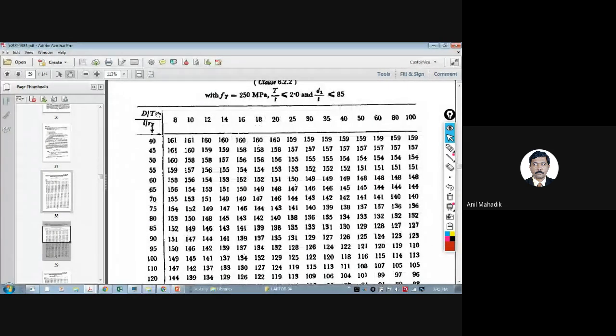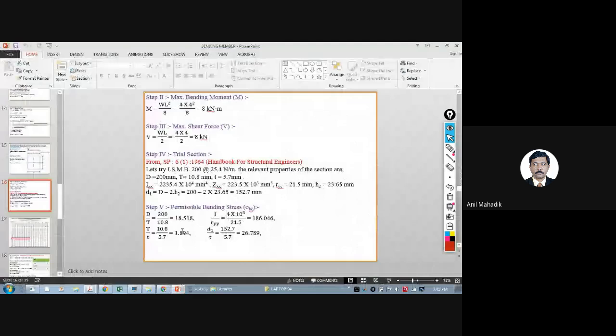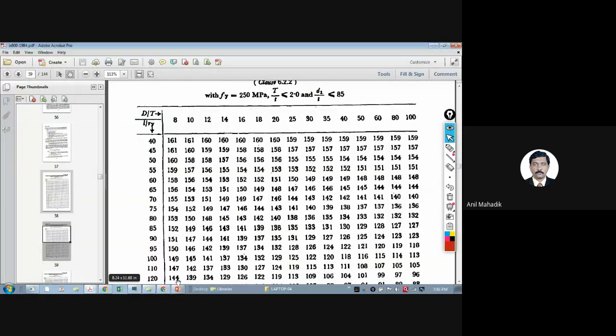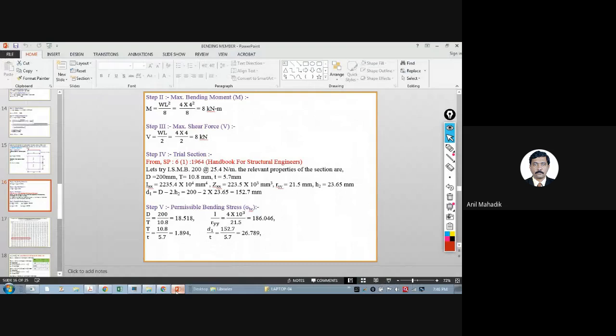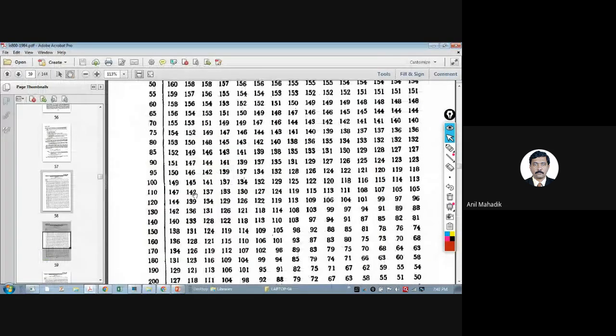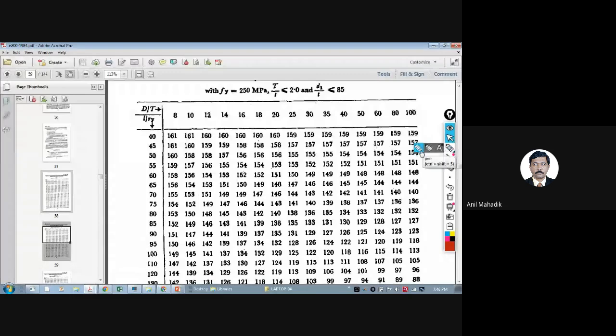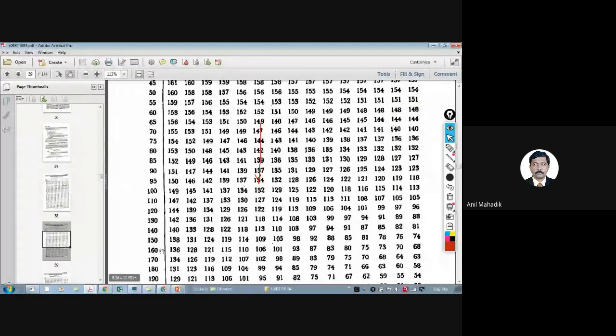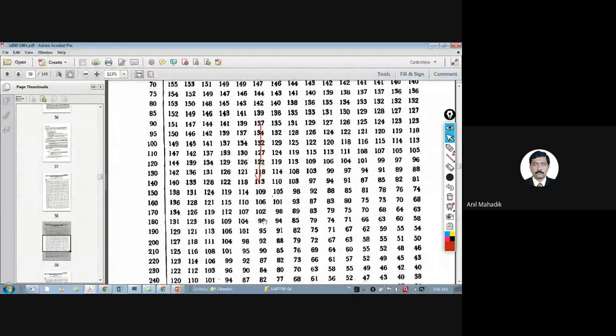Now go for the D upon T ratio. D upon T is 18, so here it is 18 point something. So I will consider this part. And what is the L upon r value in this direction? L by r is 186. So where will this come for me? Somewhere here in this direction. And 186, the value will be near to 99, but we can interpolate because the values are not exactly 18.